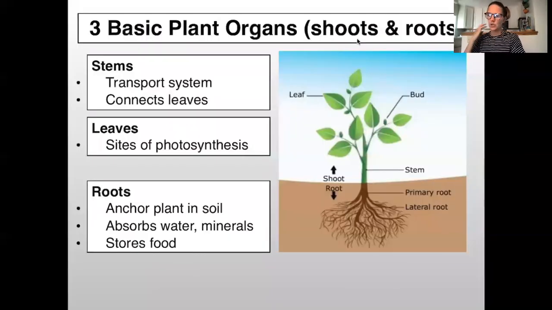All right. So plant organization, or plants have 3 main types of organs. All right. And yeah, it's weird to think of plants having organs, but they do. The first one are stems. All right. This really is the transport system. It obviously connects the leaves to the roots. The second are the leaves. This is the sites of photosynthesis.